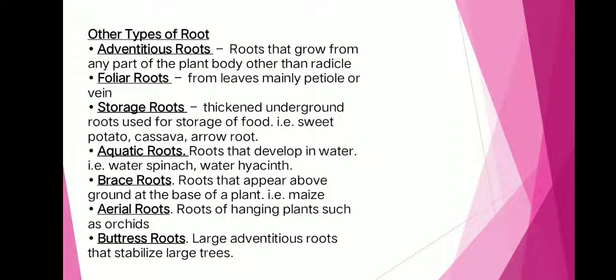Foliar roots. Foliar roots are from leaves, mainly petiole or vein. So foliar roots arise from the petiole or veins of a leaf due to some injury. Storage roots. Thickened underground roots used for storage of food. Examples: sweet potato, cassava, and arrowroot. So a storage root's primary function is to store carbohydrates underground as reserves for perennial species.